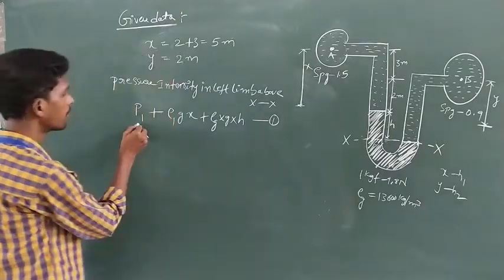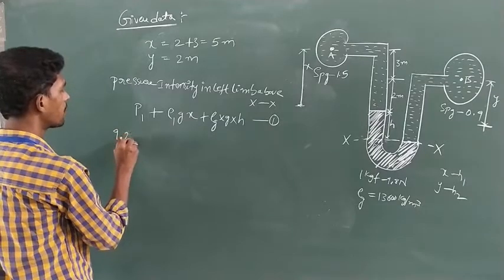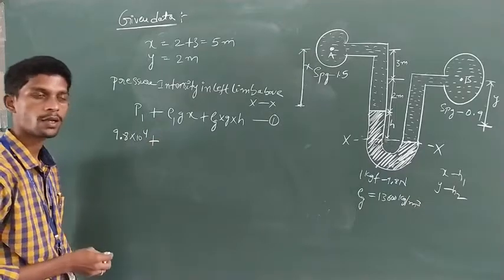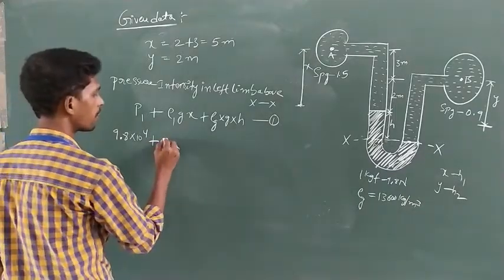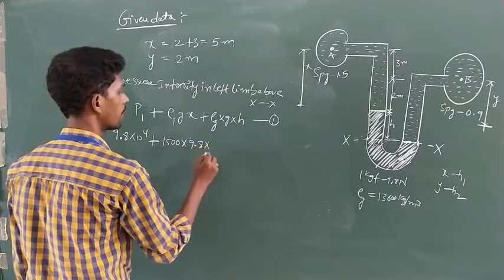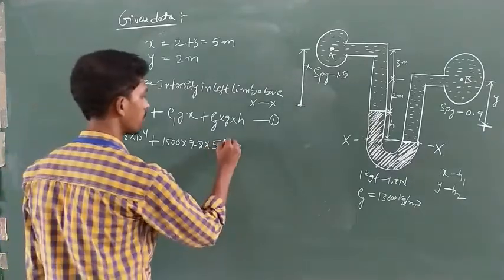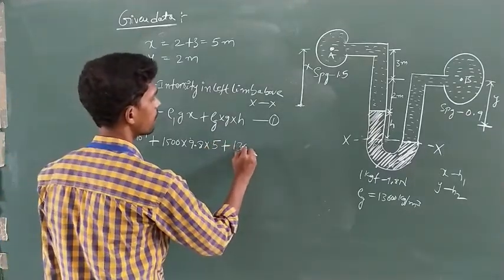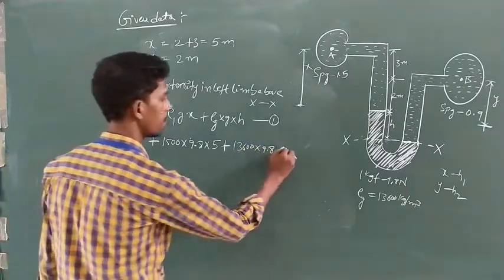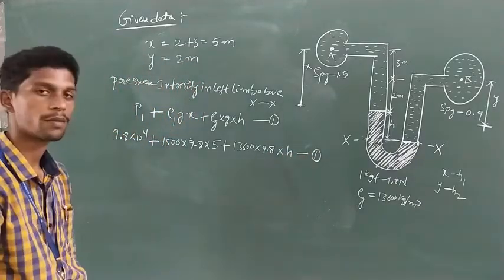Substitute the values in this equation. We know the pressure intensity. So 9.8 into 10 power 4 plus ρ1. What is the ρ1 value? So what is the density over there? 1500 into 9.8 into what is the x value? It is 2 plus 3, 5 meters, right? Next, plus what is the density of mercury? 13,600 into 9.8 into height, which is the unknown, right? So this is the equation 1.